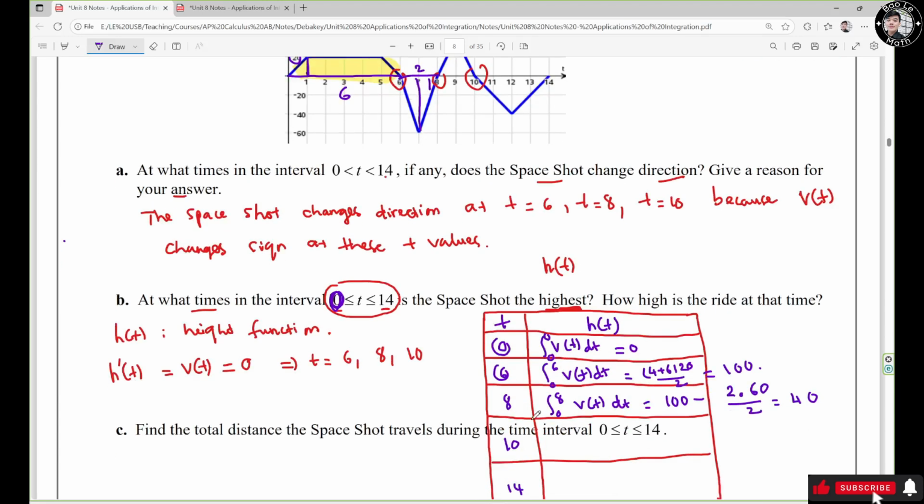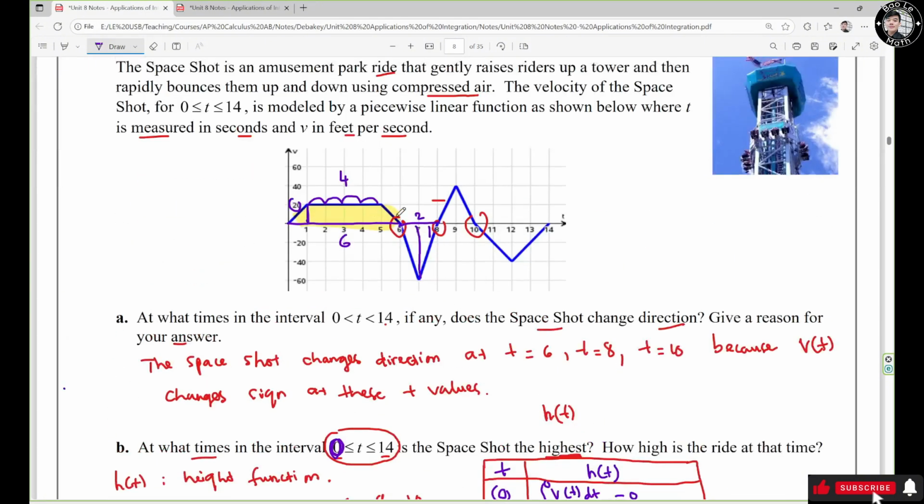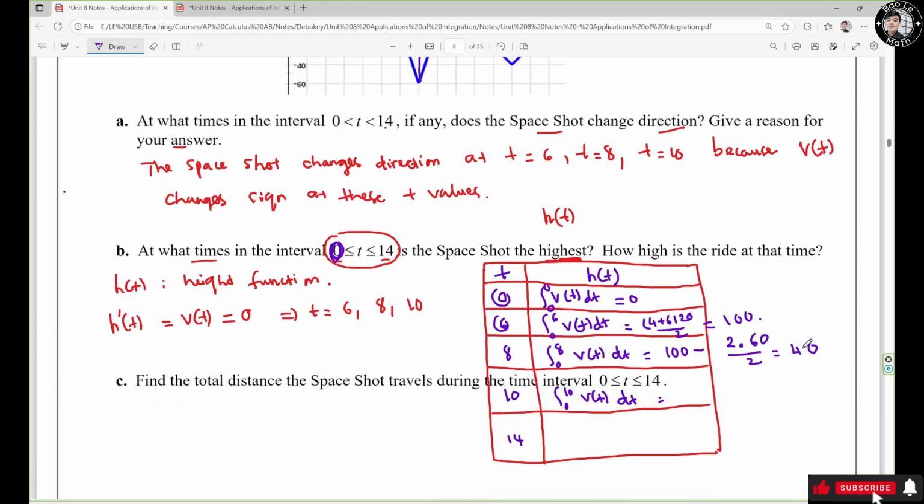Now next one, the integral from 0 to 10 of v of t dt, right? So 0 to 10, which means we need to add this guy right here. The base is 2, the height is 40. So whatever you got, 40 right here, you need to add base 2 times height 40, and then divide by 2. So it's going to be 80, right?